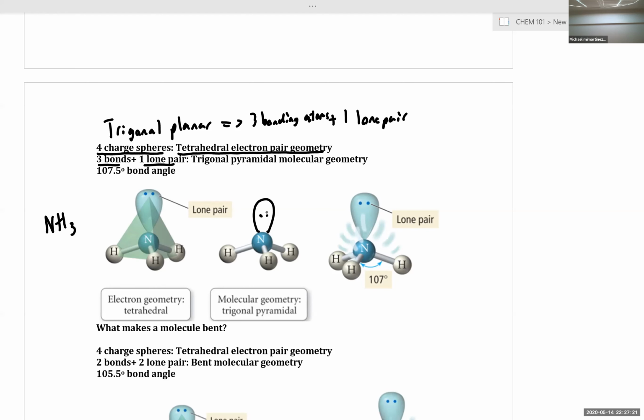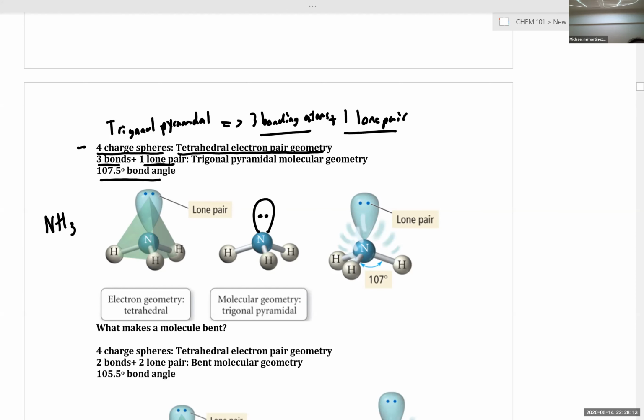Three. And how many lone pairs does it have? Or rather, how many pairs of dots do we see? How many lone pairs do we have? One lone pair. Exactly right. So the trigonal pyramidal geometry has three bonding atoms and one lone pair, and it has a 107.5 degree bond angle.